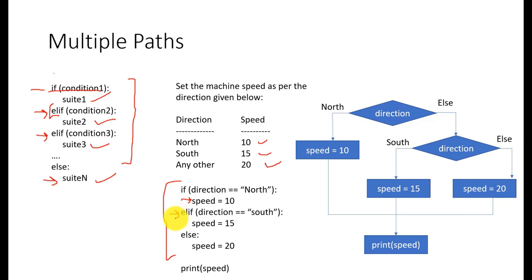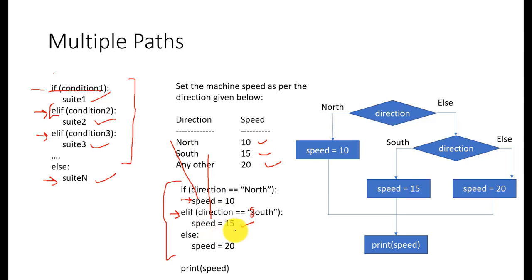If direction is not equal to north, then what we do, we again check the direction by using this elif block. Elif direction is equal to south, we try to compare direction with south. So if direction is not north, then we are checking if the direction is south or not. There should be a capital S here. If direction is equal to south, then we set the speed to 15. So first condition is checked here. Second condition is checked here.